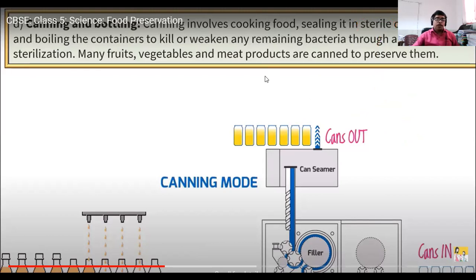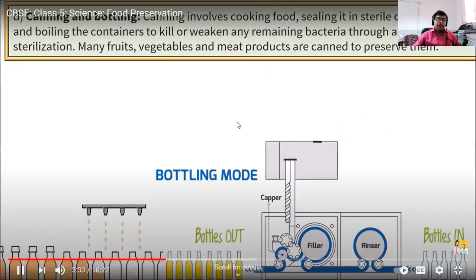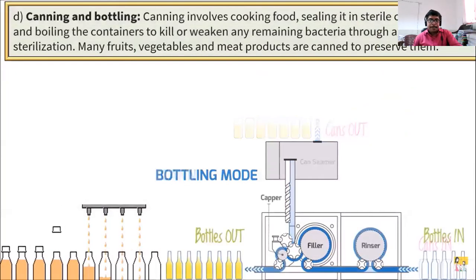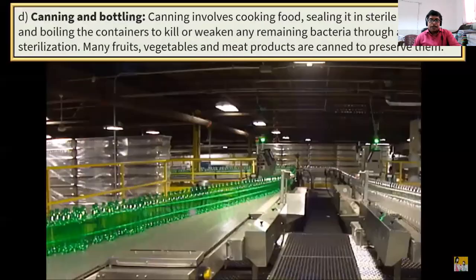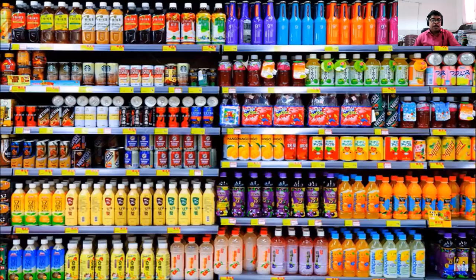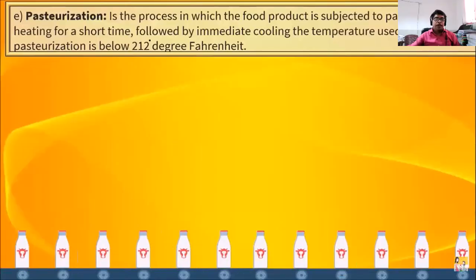Now you can see how the process of canning is done. You can see here how the process of bottling takes place. Canning and bottling take place in the factory. You can see these food products are canned. These are packed in a sterilized container and they are fit to be used for a long duration.